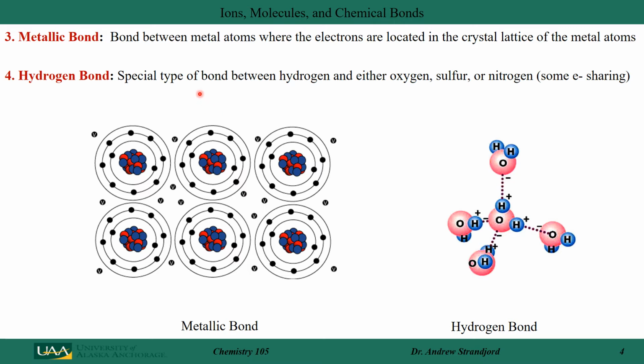The 4th type of bond is a special type of bond, and that's a bond between hydrogen and either oxygen, hydrogen and sulfur, or hydrogen and nitrogen. And there is some sharing of electrons that goes on. We call this a hydrogen bond, and it's a special bond, and we'll talk more about that as we move through some of the subsequent chapters. For now, we're going to talk mostly about ionic bonds and covalent bonds.